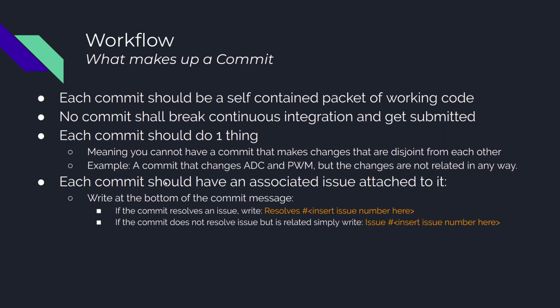Next, each commit should have an associated issue attached to it. The bottom line should have, if it resolves the issue, resolves hashtag the number that represents that issue. If it is not resolved, then just put an issue hashtag, just so it links that particular issue, and we can see a PR or pull request that came in that was supposed to contribute to getting that thing resolved.